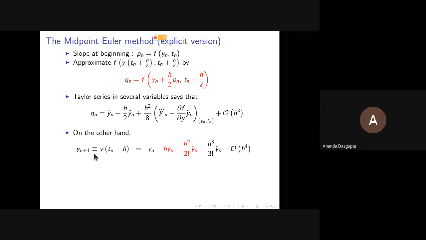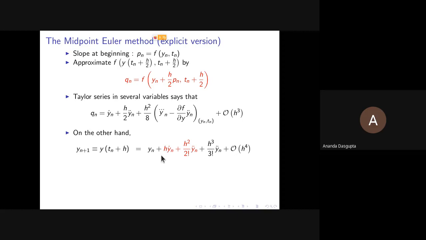So, what is yn plus 1 actually? The Taylor series tells you it is y at tn plus h, which is yn plus h yn dot plus h square by 2 factorial yn double dot plus h cube by 3 factorial yn triple dot and so on. Sorry, there's a typo here. This should be yn triple dot, 3 dots rather than 2, plus order h to the 4. Here I have become a bit more ambitious, so I have written down all the terms up to order h cube now. Earlier, if I were doing this for Euler, I would have just stopped at order h square because I know that only order h matches.